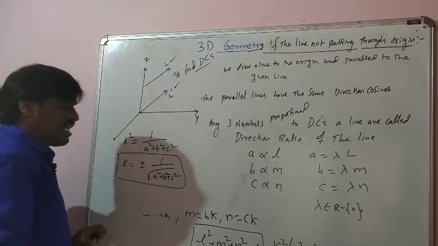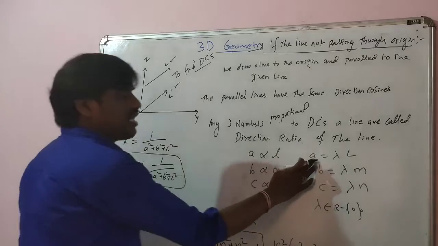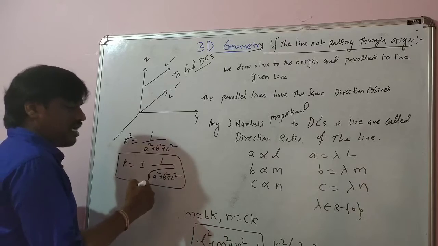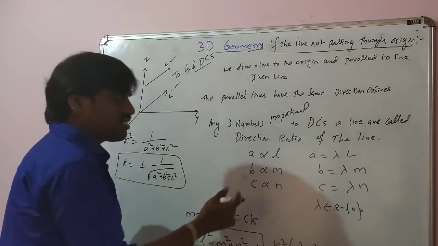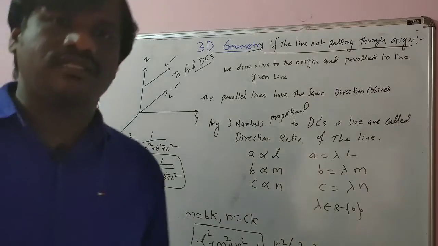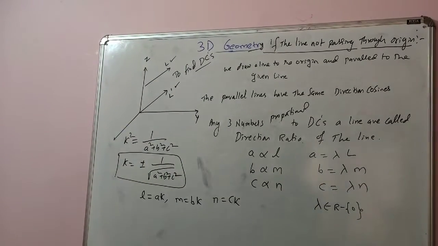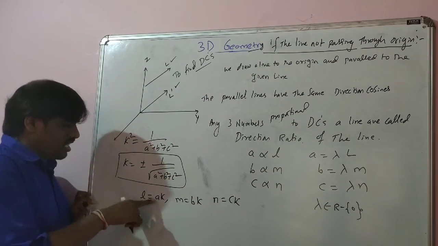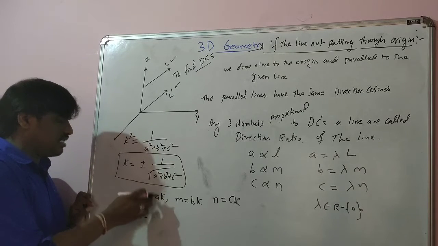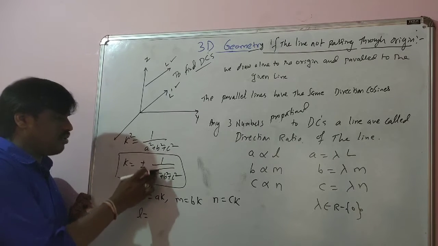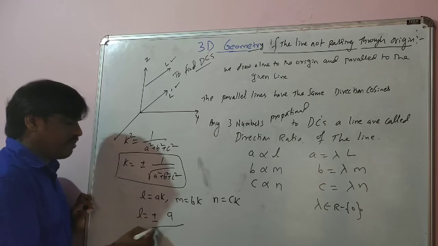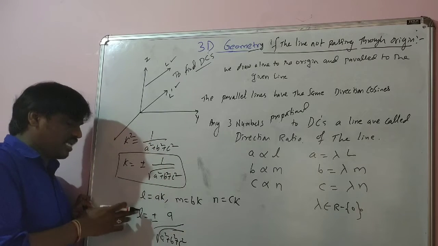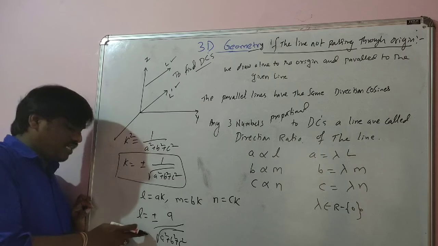Therefore, the direction ratios can be written this way. We had L is equal to AK, M is equal to BK, N is equal to CK. So L is equal to A times K, which is plus or minus A by under root of A square plus B square plus C square. If any three numbers are given as direction ratios, and you want to find the direction cosines, this is the formula.